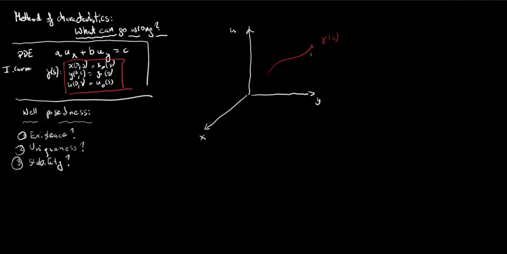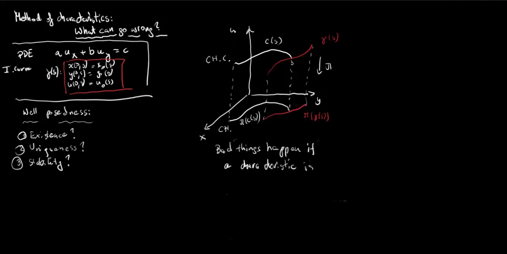We now use the projection from XYU space to XY space, let's call it pi, and we project the initial curve to the XY plane. Now let us consider the characteristic curve emanating from point s on the initial curve. We also consider its projection to the XY plane. This is a characteristic starting from the point pi of gamma of s.